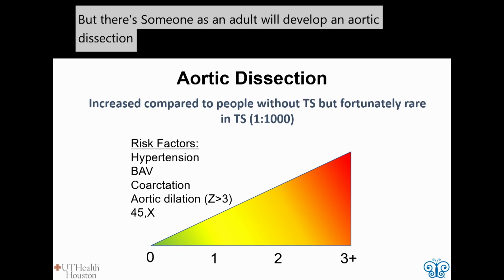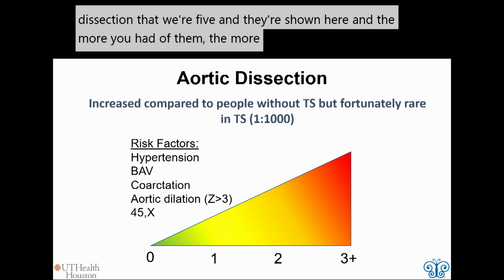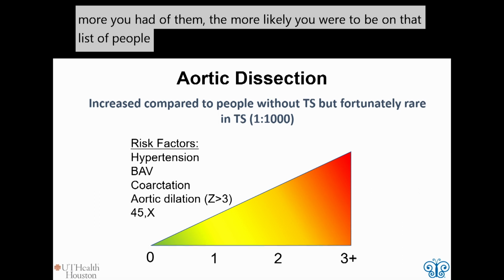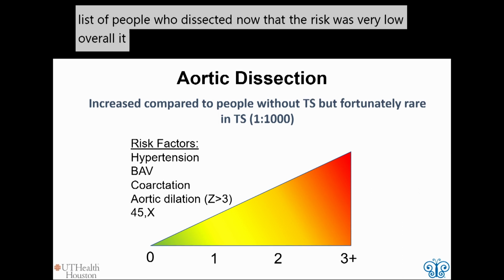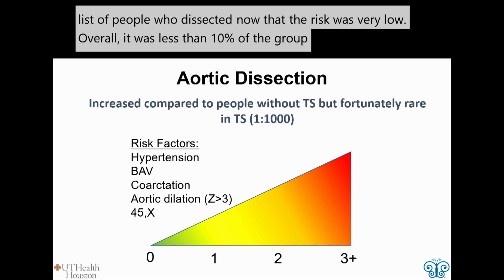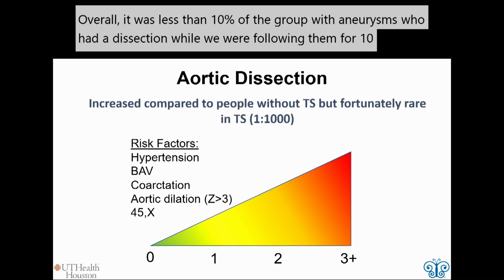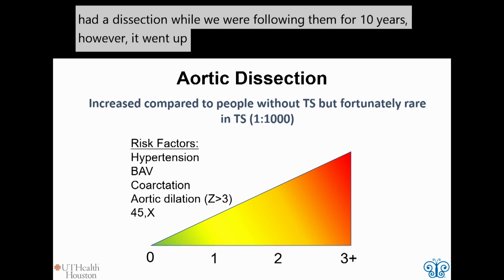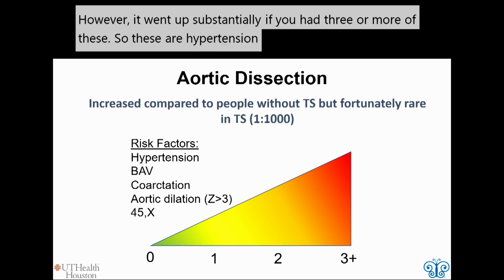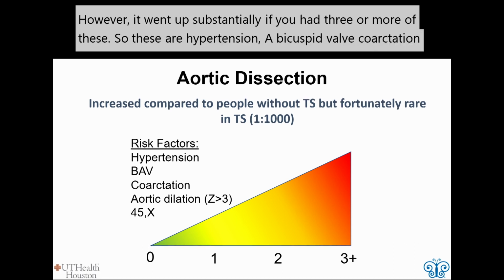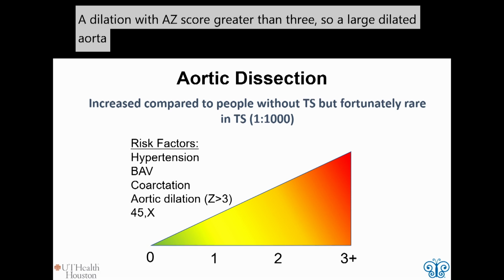There were 5, and they're shown here. And the more you had of them, the more likely you were to be on that list of people who dissected. Now, the risk was very low. Overall, it was less than 10% of the group with aneurysms who had a dissection while we were following them for 10 years. However, it went up substantially if you had 3 or more of these. So these are hypertension, a bicuspid valve, coarctation, a dilation with a z-score greater than 3, so a large dilated aorta, and a 45,X karyotype.